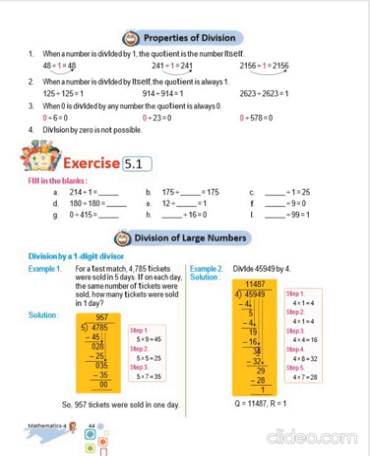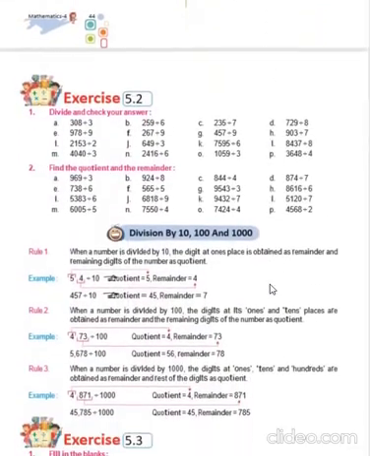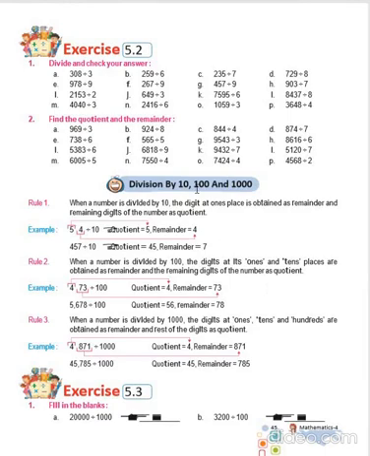19 minus 16 is 3. We will write down this 4. 4 into 8 is 32. 34 minus 32 is 2. We will write down this 9. 4 into 7 is 28. 29 minus 28 is 1, which is less than 4. So it is the remainder. And this is the quotient. Now let's come to exercise 5.2. This one you have to do as explained in the above example.